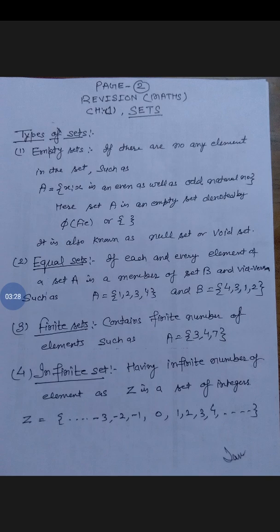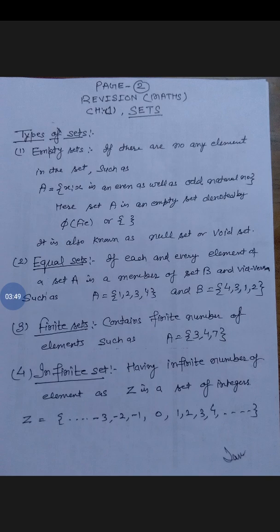Void set. Now the second type of set, that is equal set. By the name you very well know that if each and every element of set A is a member of set B, as you may see here, set A contains 4 elements 1, 2, 3, 4. Set B contains 4 elements, 4, 3, 1, 2.